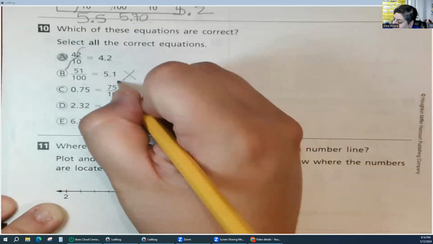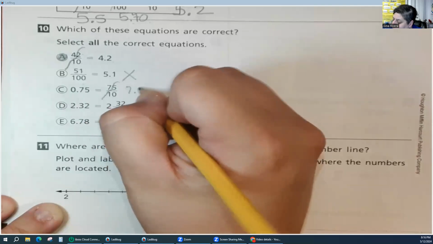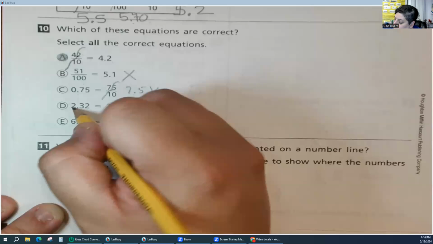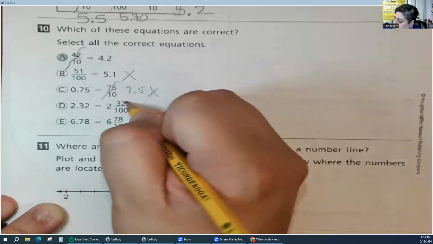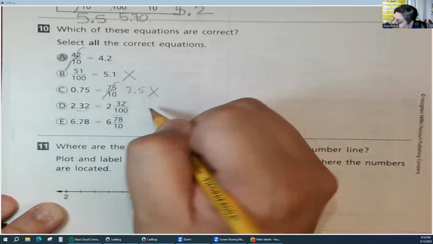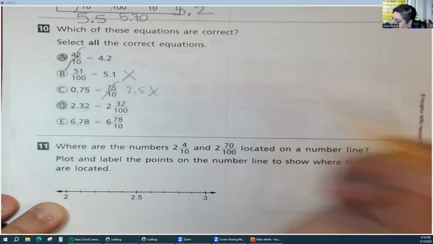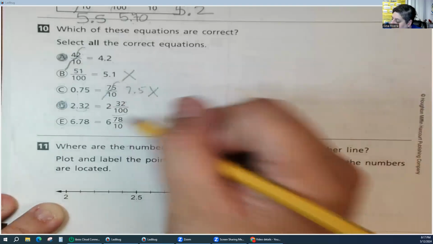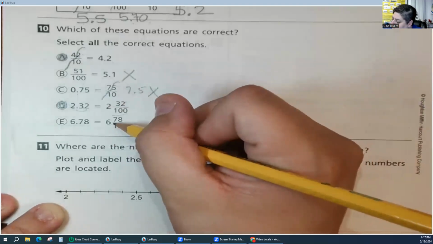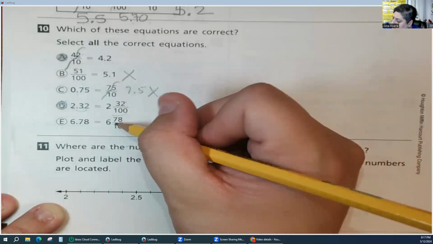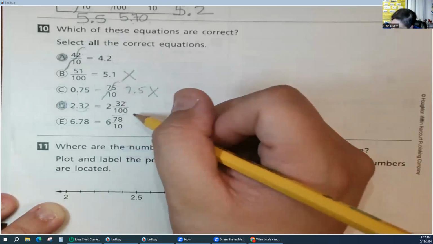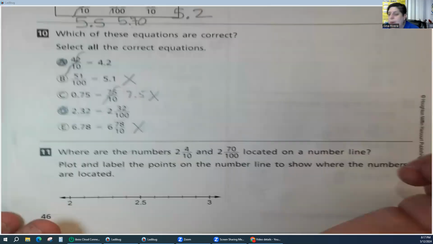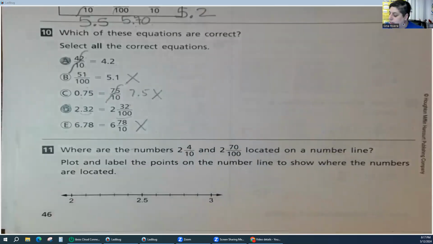Over here, 7,500. This is 70.5 actually, which is not 0.75. So this cannot be the answer. Now, two wholes, 32, 32 hundredths. Yes, this one's definitely right. And this one is not right because this is technically 6 or 60. Oh my gosh, there would be 13. There would actually be 13 and 8/10. So this is not correct either. So it's A and D. Those are your correct answers.